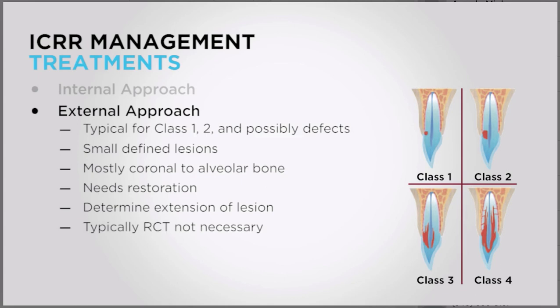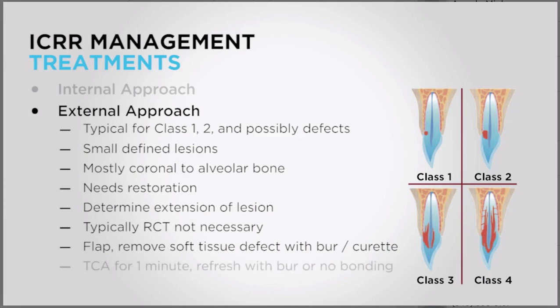There won't be any extension of that resorption into the canal space. So what do you do? You flap the area, get good exposure of that defect, and remove all the soft tissue associated with that defect with a burr or with a curette. You can also place TCA there for about a minute. Because you have direct visualization of the bone that surrounds it, you can be that much more careful using your TCA. Clean it out. After you're all done, dry it out really well.